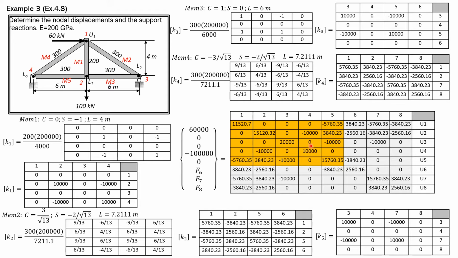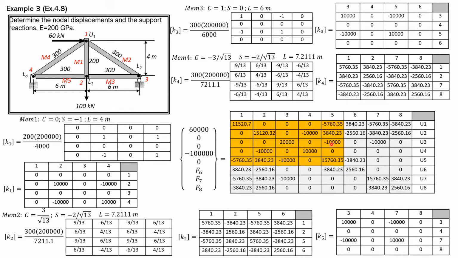Then this is 3, 4, row 3, column 4. There's none here, so 0. Here it's another 0, and here it's 0. So it's 0, and 4, 3 is also 0.